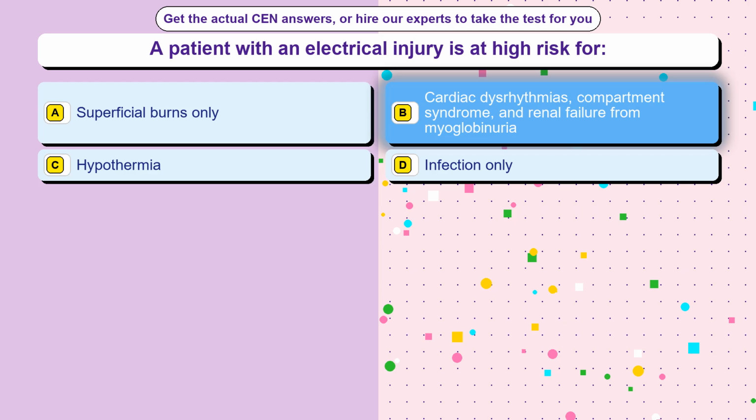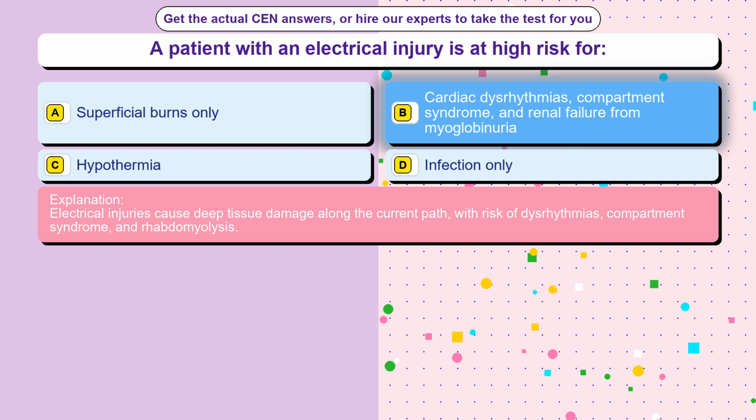The correct answer is option B. Cardiac dysrhythmias, compartment syndrome, and renal failure from myoglobinuria. Electrical injuries cause deep tissue damage along the current path, with risk of dysrhythmias, compartment syndrome, and rhabdomyolysis.